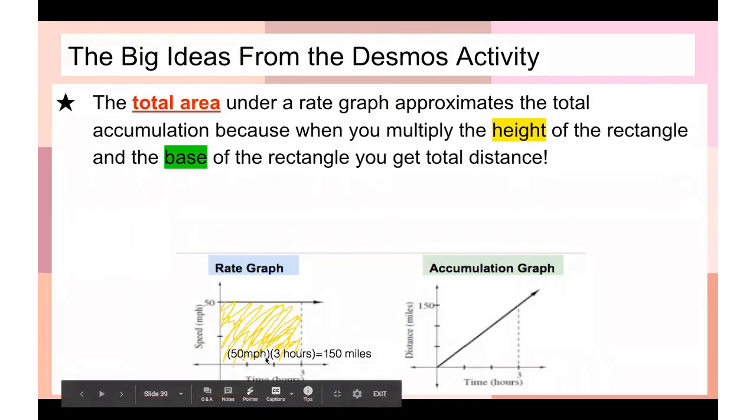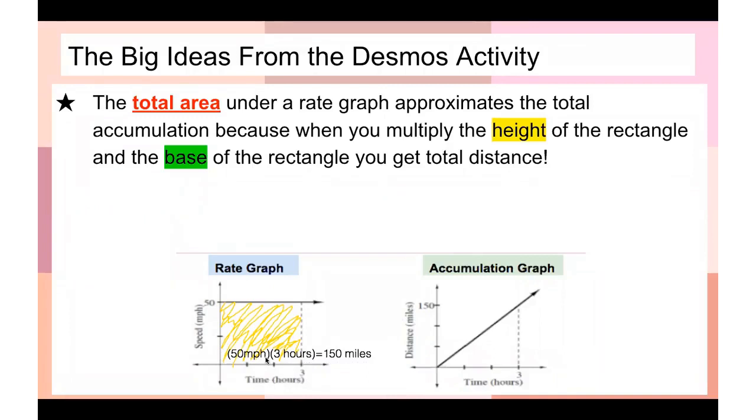So that's a humongous big idea. The total area under the rate graph gives you the total accumulation. In this case, it gave us our total distance. So make sure we write that down, and feel free to draw this and visualize it for yourself as well. The next big idea. This is always going to be the case. It's huge. Whenever you have a rate times time, that gives you accumulated unit. That's always going to be true.